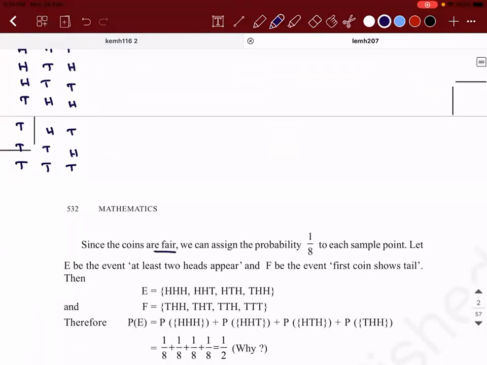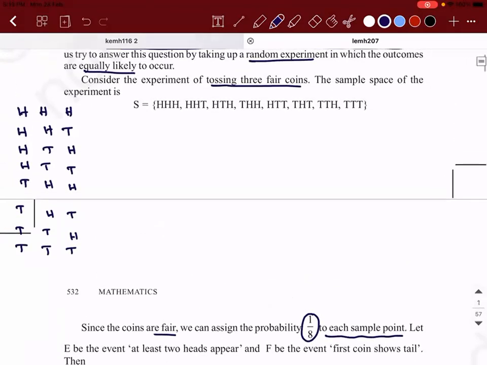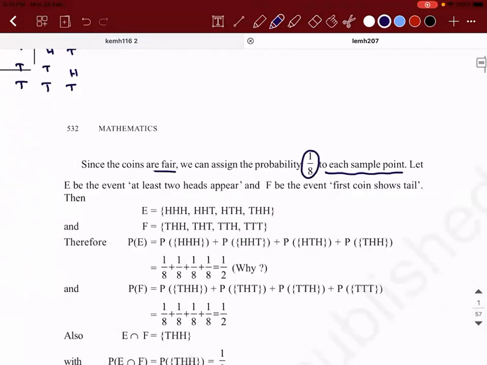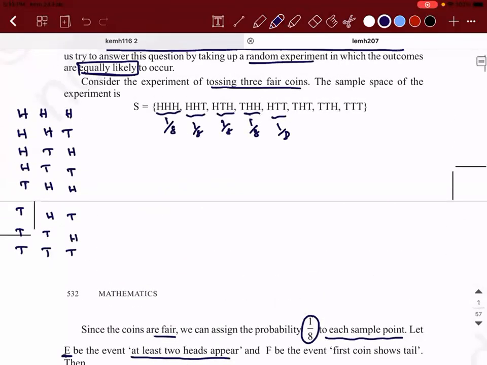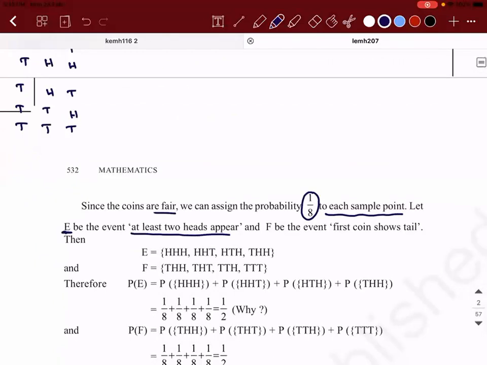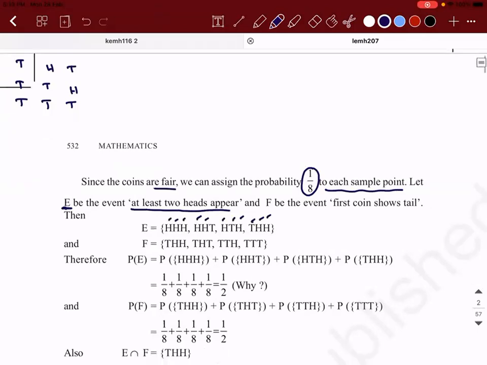Since the coins are fair, we can assign the probability of 1/8 to each sample point, meaning each outcome has a probability of 1/8. You're able to understand this? That is the meaning of equally likely. Now if I define an event E that at least 2 heads appear, tell me what are all the outcomes that are possible. At least 2 heads means minimum 2 heads, maximum 3 heads. So HHT, HTH, THH, and HHH. And F is the event where the first coin shows a tail.